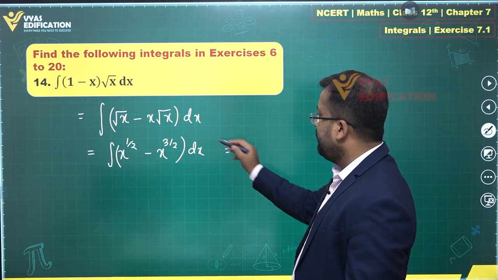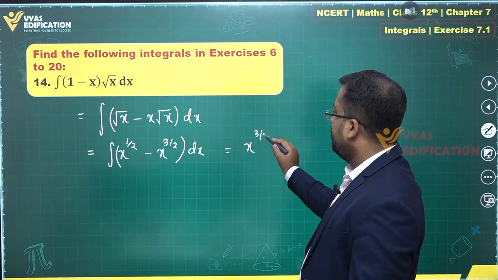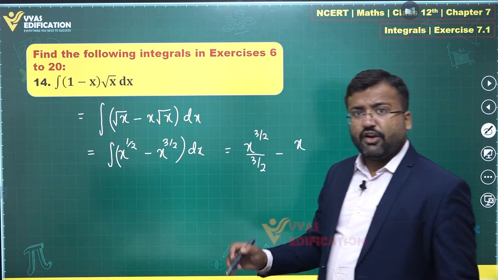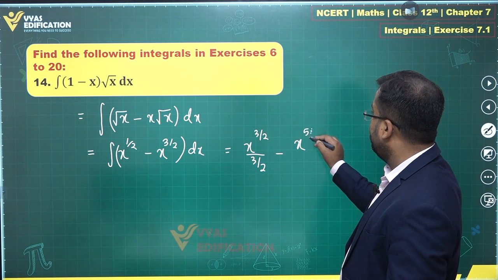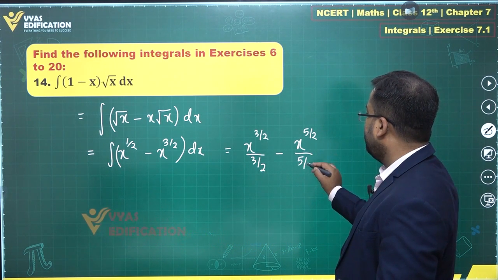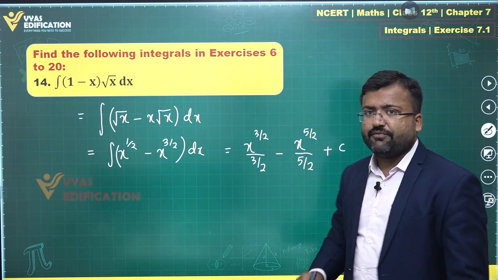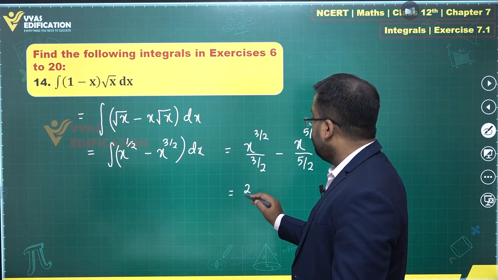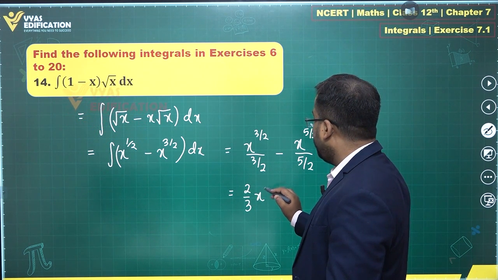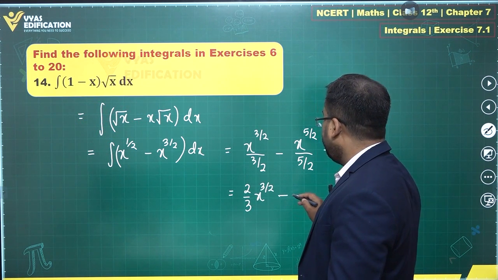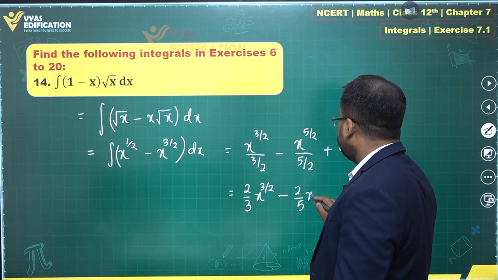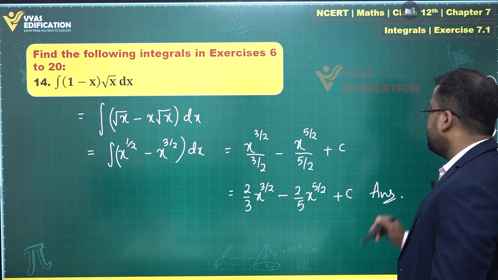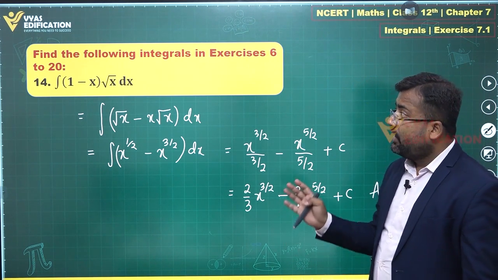Now integrate x power 1 by 2 will be equal to x power 3 by 2 upon 3 by 2 minus the integral of x power 3 by 2 will be x power 3 by 2 plus 1, which is 5 by 2, and 5 by 2 in the denominator, plus the constant of integration. This is what you get, right? So this term will be equal to 2 by 3 x power 3 by 2 minus 2 by 5 x power 5 by 2 plus c. This is the final answer for this question, as you can see over here.